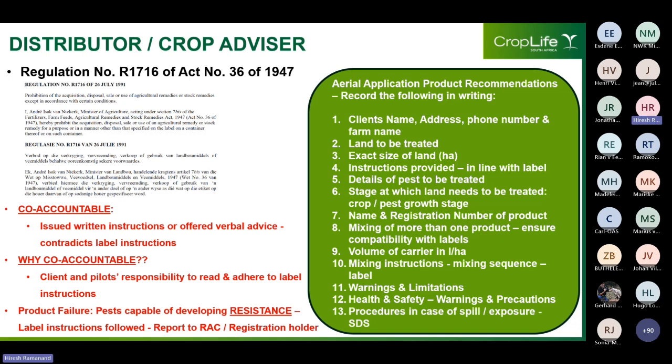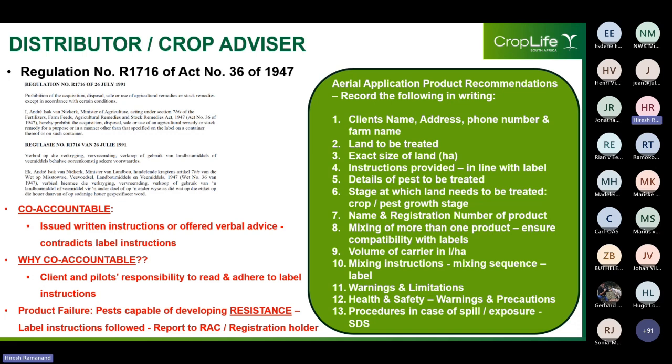Also the name and registration number of the crop protection product to be used. If the mixing of more than one product is instructed, that the labels are compatible with each other, and that the physical properties of the mixture will not damage the crop at any stage of development or damage follow-up crops. The volume of carrier in liters per hectare, mixing instructions including mixing sequence, done again according to label instructions, and warnings such as required signage and limitations, for example, weeds not controlled, insects unaffected, drought, or soil variation.